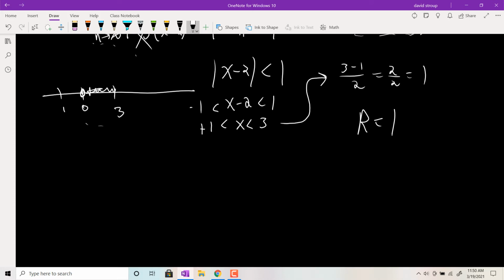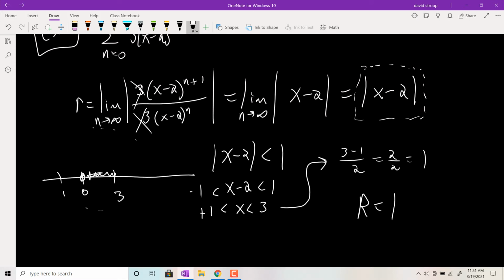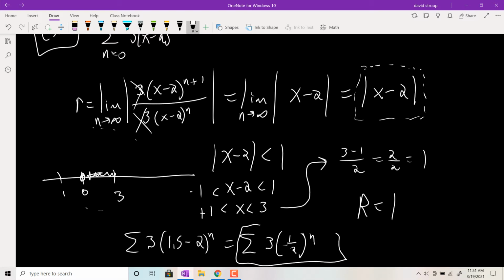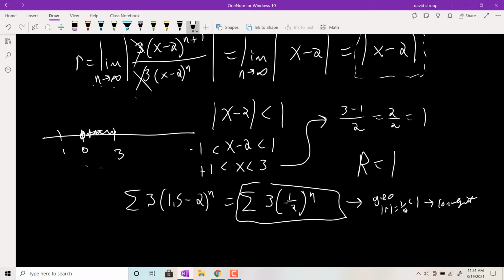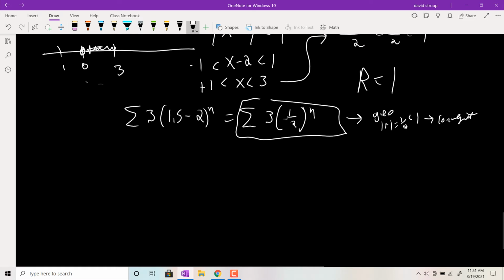Okay, so you can take any value in between 1 and 3, for example, 1.5, and you'd have the sum of 3 times, let's say, 1.5 minus 2 to the n, and that would be the sum of 3 times negative 1/2 to the n. And clearly this is convergent because it's geometric. The absolute value of r is 1/2. It's less than 1, which means it's convergent. But you can do that for any value in between 1 and 3, and it'll be convergent. The endpoints we don't know. We'll worry about that in a little bit, but for any other point in that open interval, you're good to go.